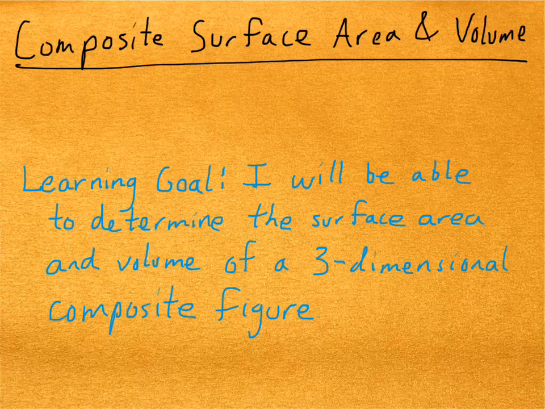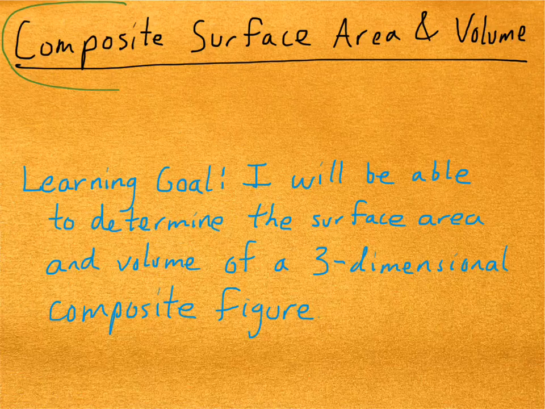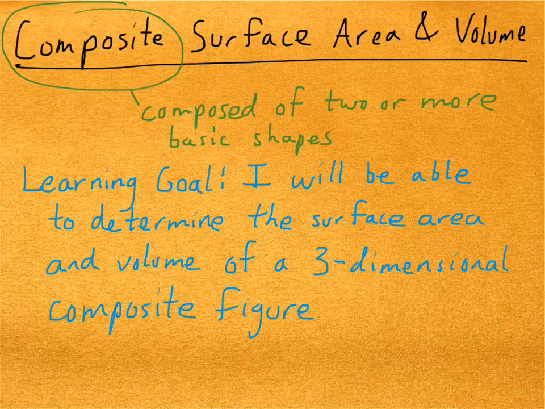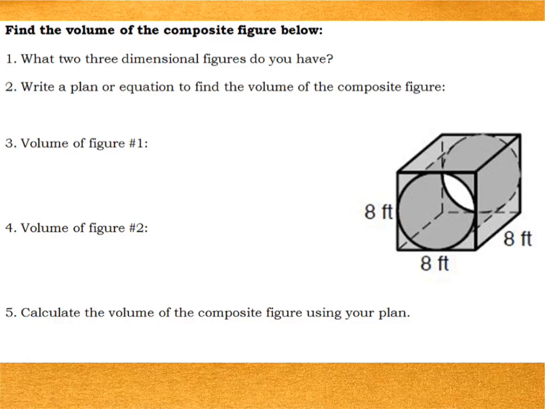We've done composite areas before, but just in case you don't remember what that word composite means, it means that it's composed of two or more basic shapes. See how the word composed and composite are similar to one another? So it's made up of two or more shapes, like it could be a prism and a cylinder, or a cylinder and a cone, or a cone and a sphere, or whatever. Let's take a look at a few examples.